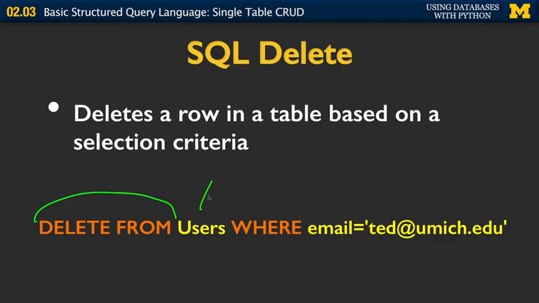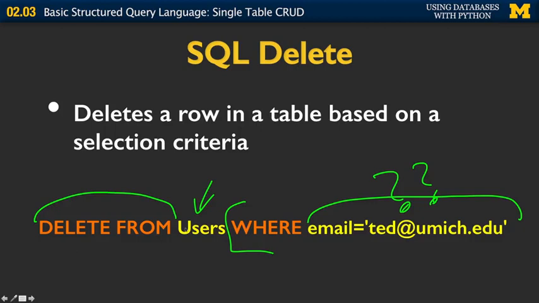Sounds nice. Delete from users, the name of the table, and then a where clause. And you can put where clauses on lots of different SQL statements. And that says, don't delete all the rows, only delete where this is true. And in this case, we put a logical question. So this is like a question mark in an if statement, right? Delete from users where email equals ted@umich.edu.